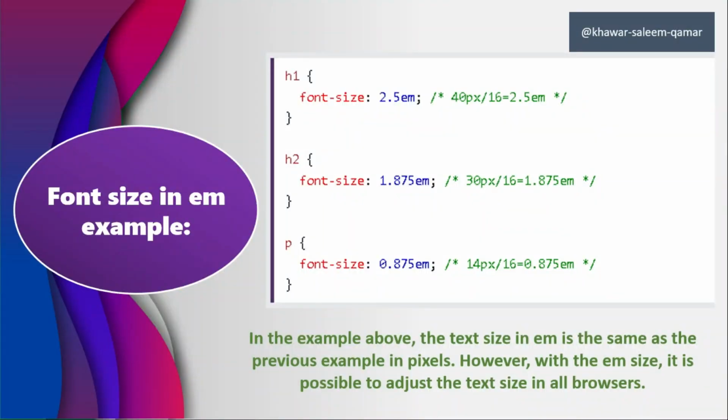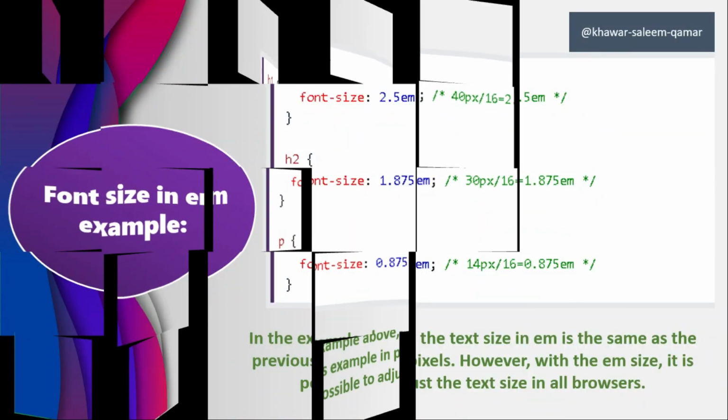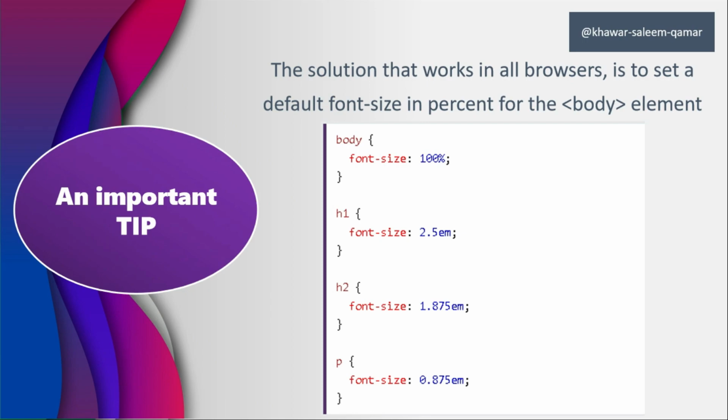So after the font size example in em, I'm going to give you an important tip. By using this, you can set the default size of your text, keeping you out of the compatibility issues of the browser. You can control your font completely. The trick is that you have to specify the font size in percentage inside the body tag. So it means 100% of your font is the font size.